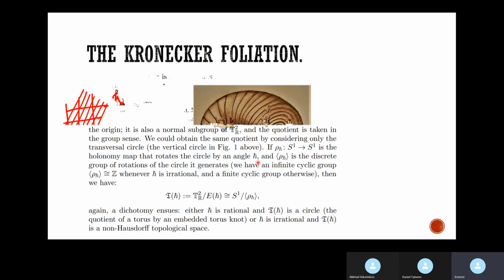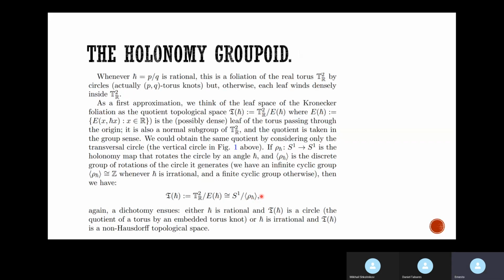Again, this is what I already said, that it is the same to divide the two-dimensional torus by this flow as it is to divide the transversal circle by the discrete group, finite whenever h bar is rational, and discrete when h bar is irrational, of rotation by an angle of h bar. And we get, typically, this non-Hausdorff topological space.